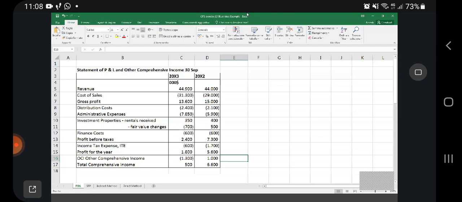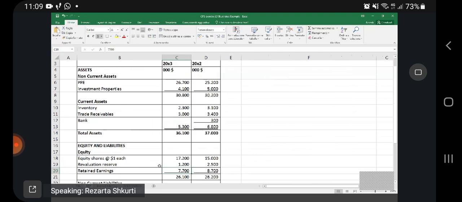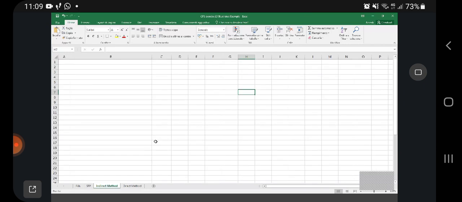So what you will usually find is an Excel spreadsheet with 4 different sheets. In the first one, you will find one of the statements, in this case the income statement or profit and loss, it's the same thing. Then in the next sheet we have the statement of financial position or the balance sheet, as we know it. Then I will use the next sheet to prepare the cash flow statement with the indirect method.